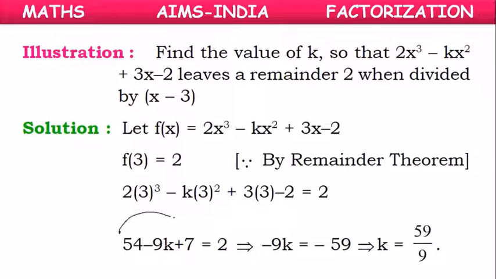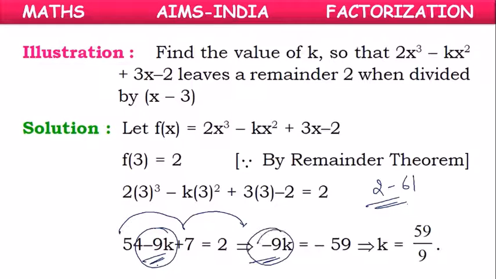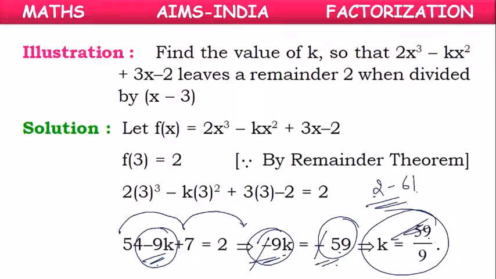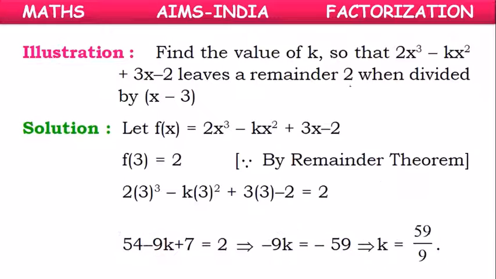Now children, 54 plus 7, how much? 61. It will come towards the right hand side, it will become 2 minus 61. And on the left hand side only minus 9k will remain. So minus 9k equals 2 minus 61, how much? Minus 59. So minus minus gets cancelled, k equal to 59 by 9. This is the value of the unknown term given in the expression. K value 59 by 9.